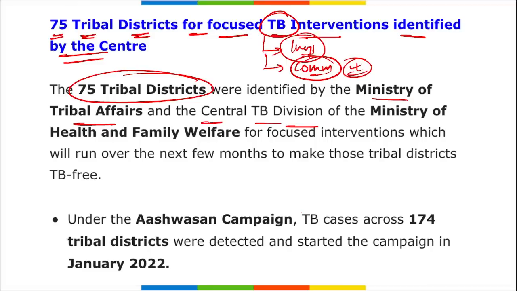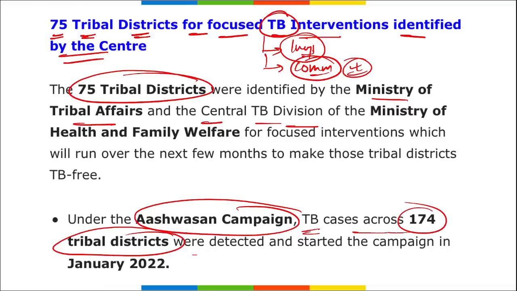So coming back, it was 75 tribal districts that were focused on under the TB intervention scheme launched by the Ministry of Health and Family Welfare. The main aim was under the Ashwasan campaign. TB cases across 175 tribal districts were detected and the campaign started in January 2022.